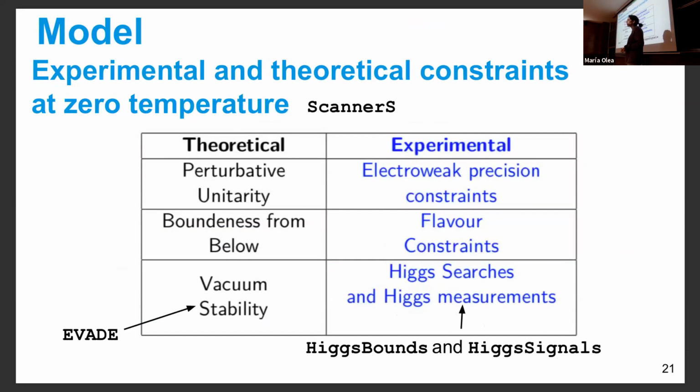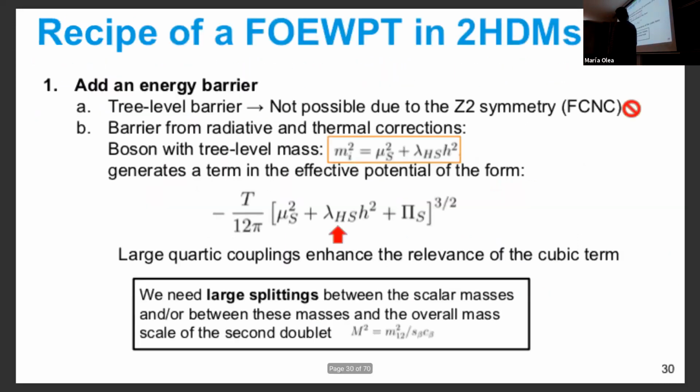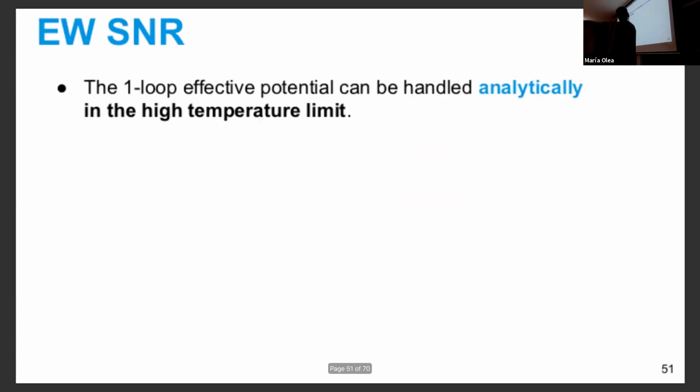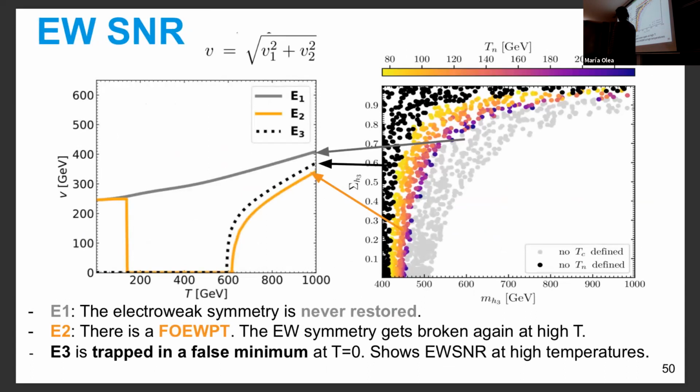There was one more question. So your idea is that if you have symmetry non-restoration at high temperature, then you could have a first order phase transition. Is that the idea? So in the points that we analyzed, you can have a first order electroweak phase transition here, and then the electroweak symmetry breaks again. So they both can happen within the same cosmological history of the same parameter space point.